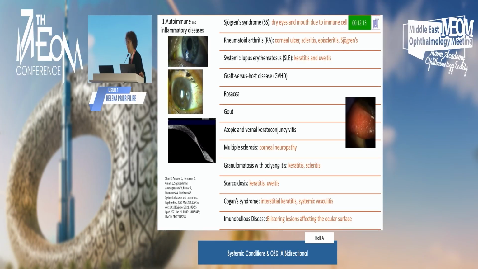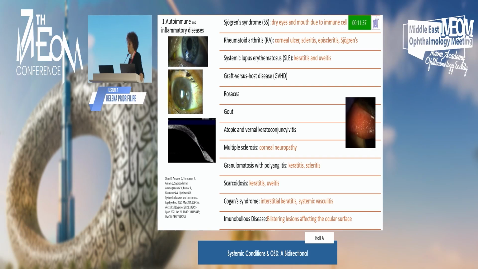So let's start with the autoimmune and inflammatory diseases. There are a lot of them, as you can see. It's impossible to speak about all of these. We have some pictures here for illustrating, for instance, the first one at the left, filamentous keratitis associated with Sjogren's syndrome, with rheumatoid arthritis. We have this peripheral ulcer, also illustrated with the lack of substance of cornea, or with the ASOCT.